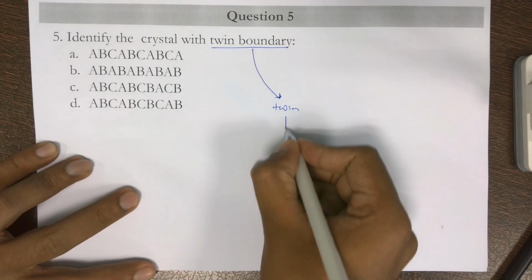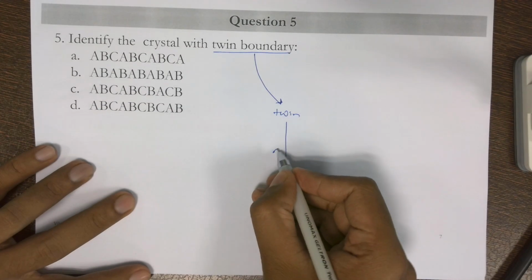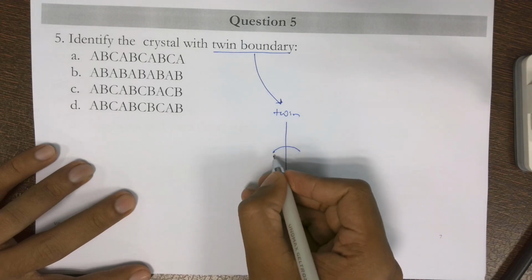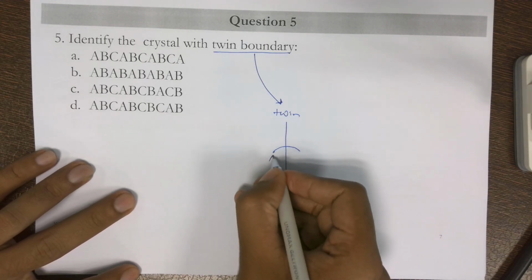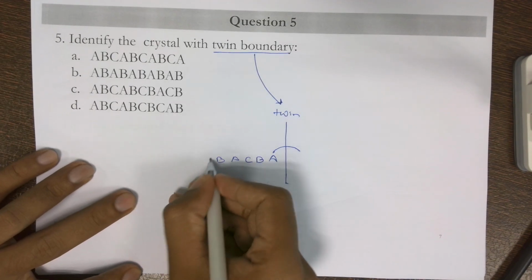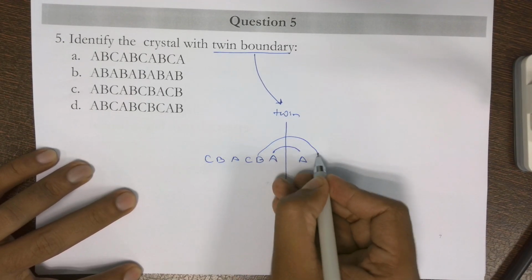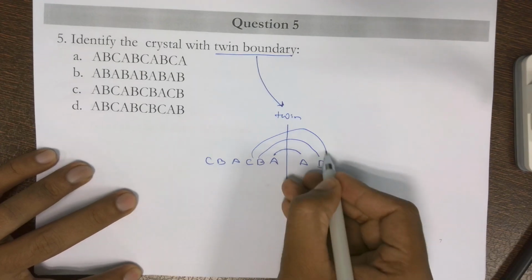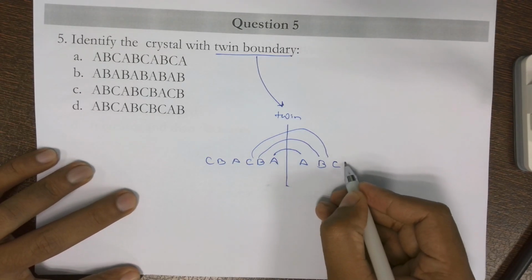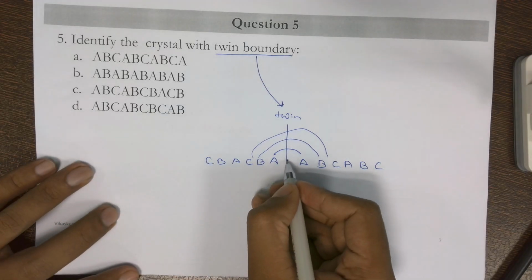Twin boundary means that about a particular plane, the stacking will be exactly symmetrical. For example, here I'm writing A, B, C, A, C. So this A will come over here and this B will translate B, and then here it will be C, D, then A again, then B again, and then C again. So here can be any stacking.